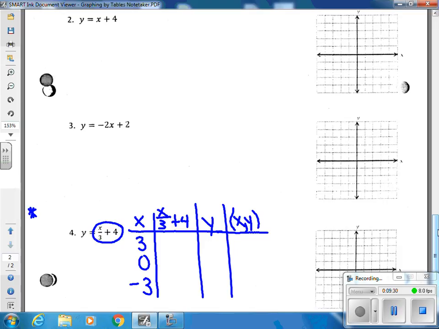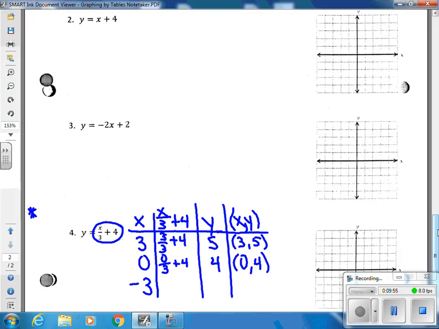So now when I plug in my values, I have 3 divided by 3 plus 4. And division has to come before addition in order of operations. So 3 divided by 3 is 1. 1 plus 4 is going to give me 5. So this is going to make the ordered pair 3, 5. Then I'm going to put 0. 0 divided by anything is still 0. So at this point, I've got 0 plus 4, which makes 4. So my ordered pair is 0, 4.